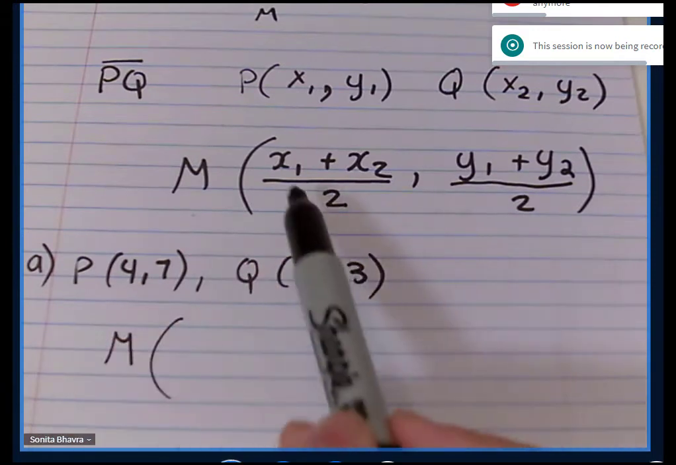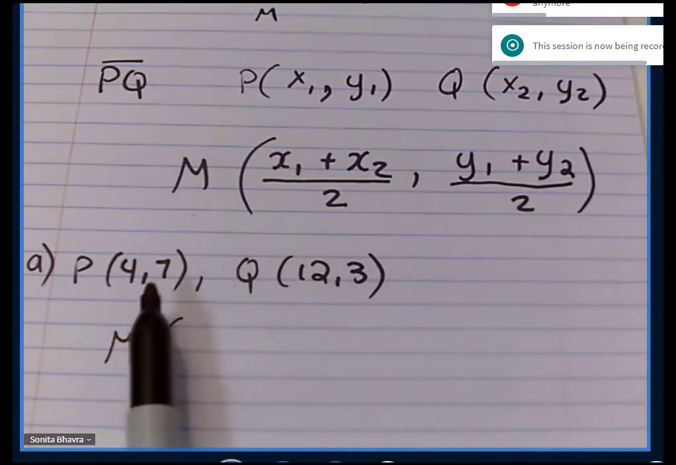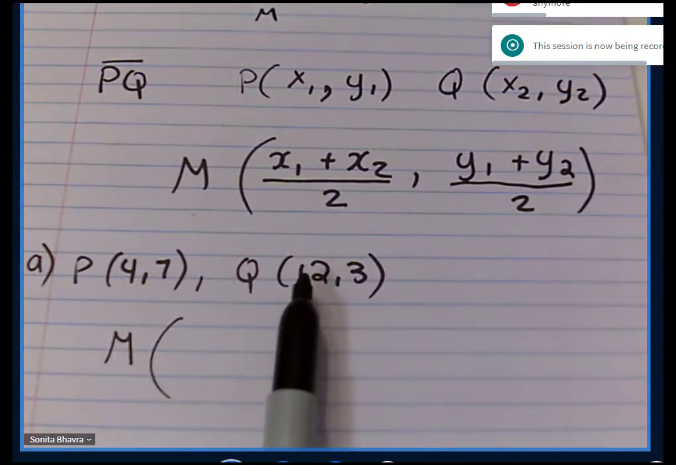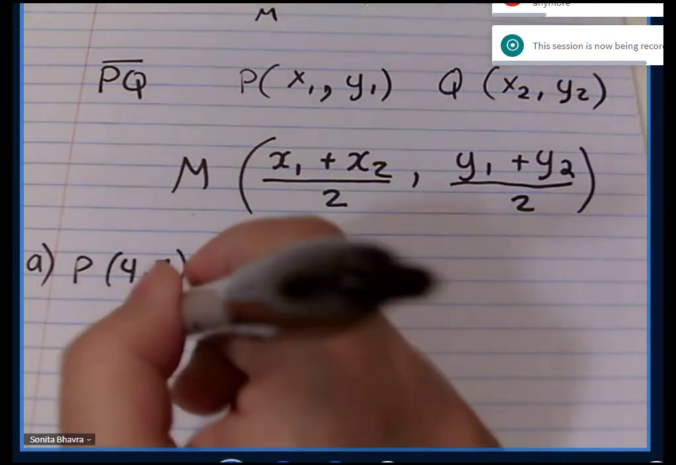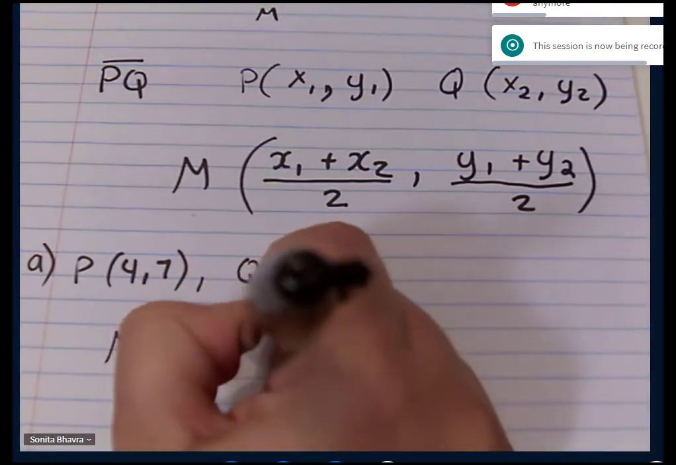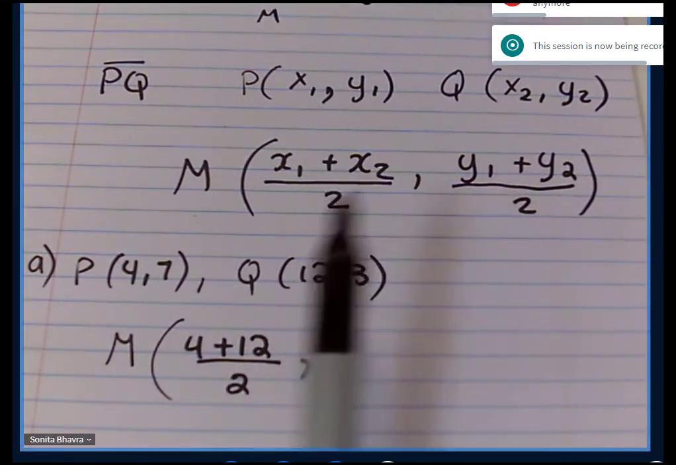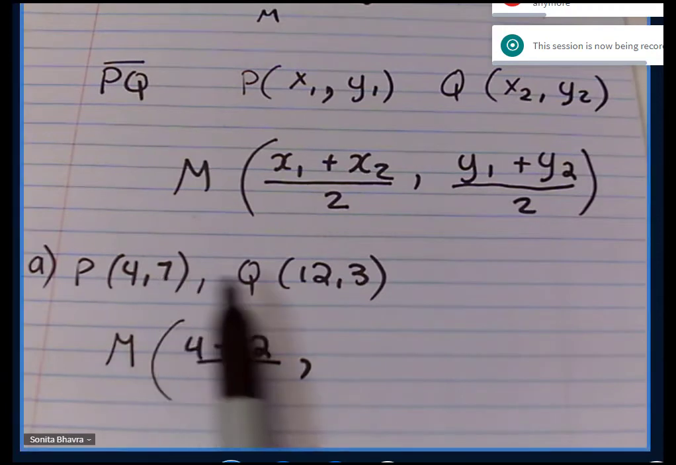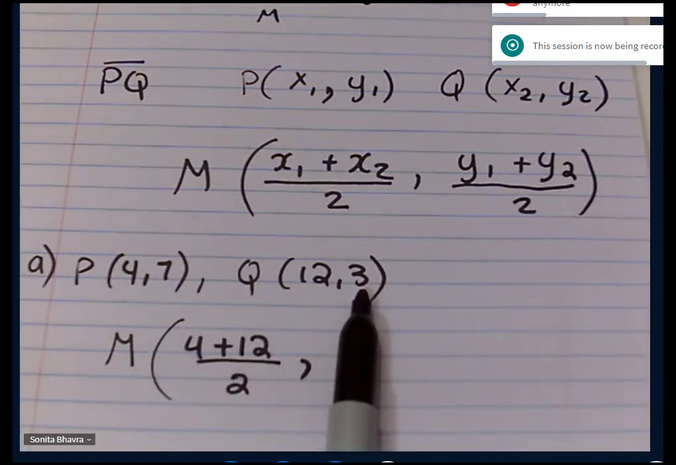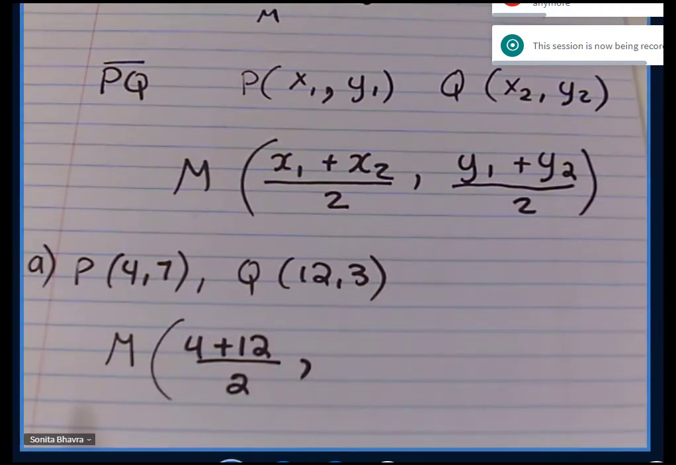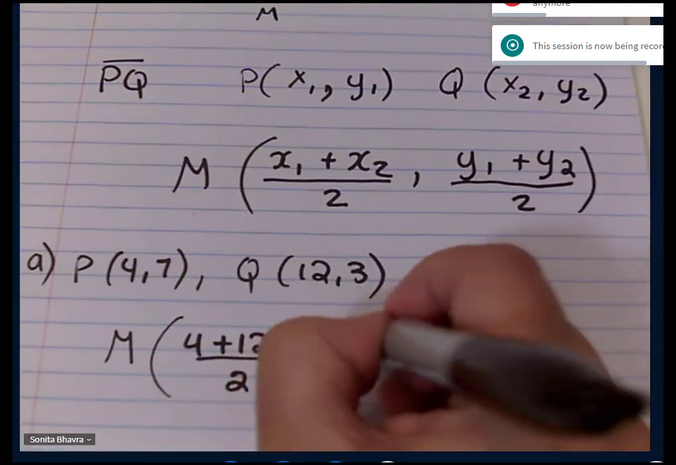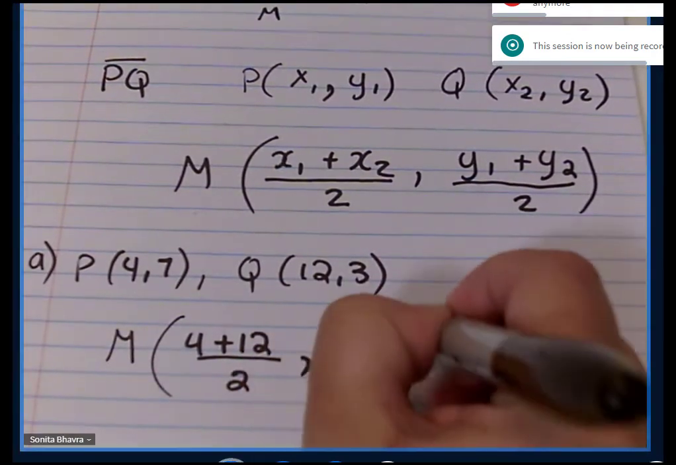midpoint, so it's x1 plus x2, so 4 plus 12, divided by 2, comma, y1 plus y2, so 7 plus 3, and it's divided by 2.